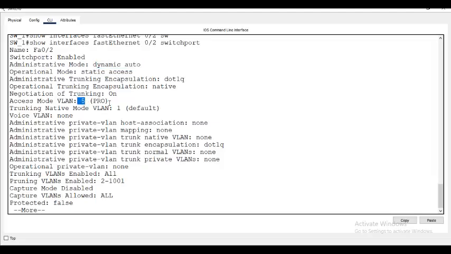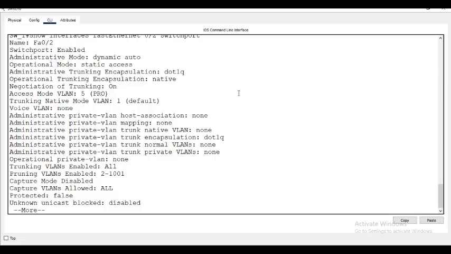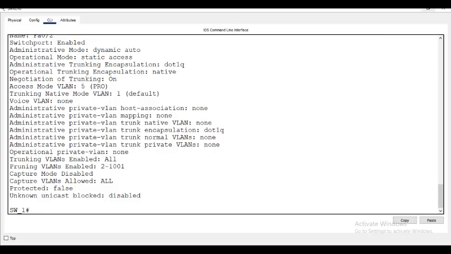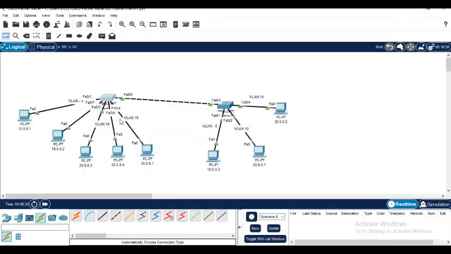Otherwise, what will happen? Some bad guys can do this. They can remove your computer and connect to their small packet switch which they brought in the packet tracer.